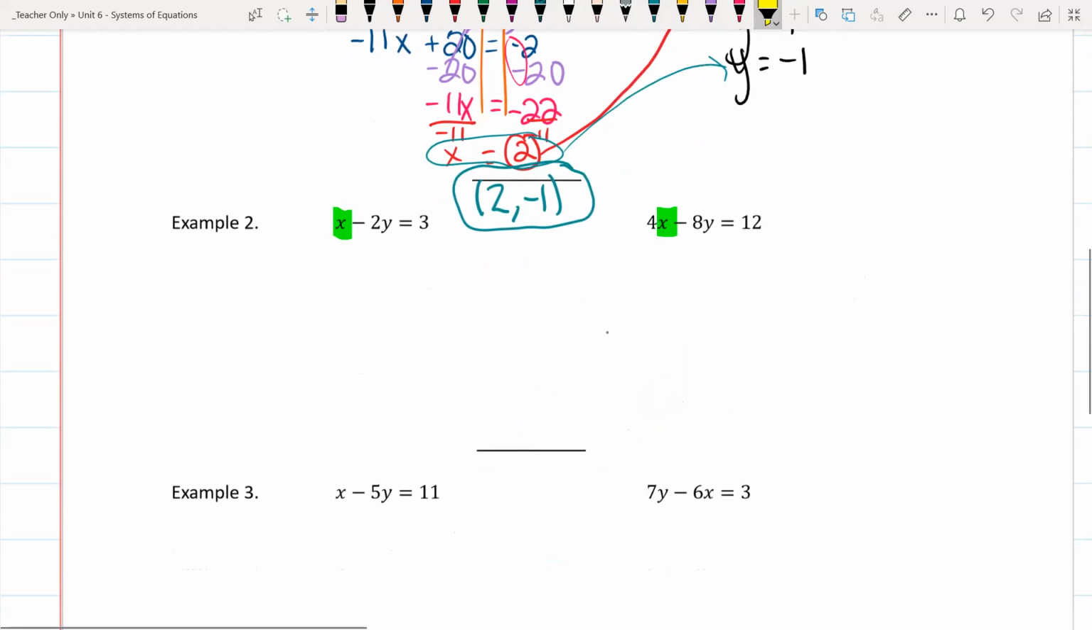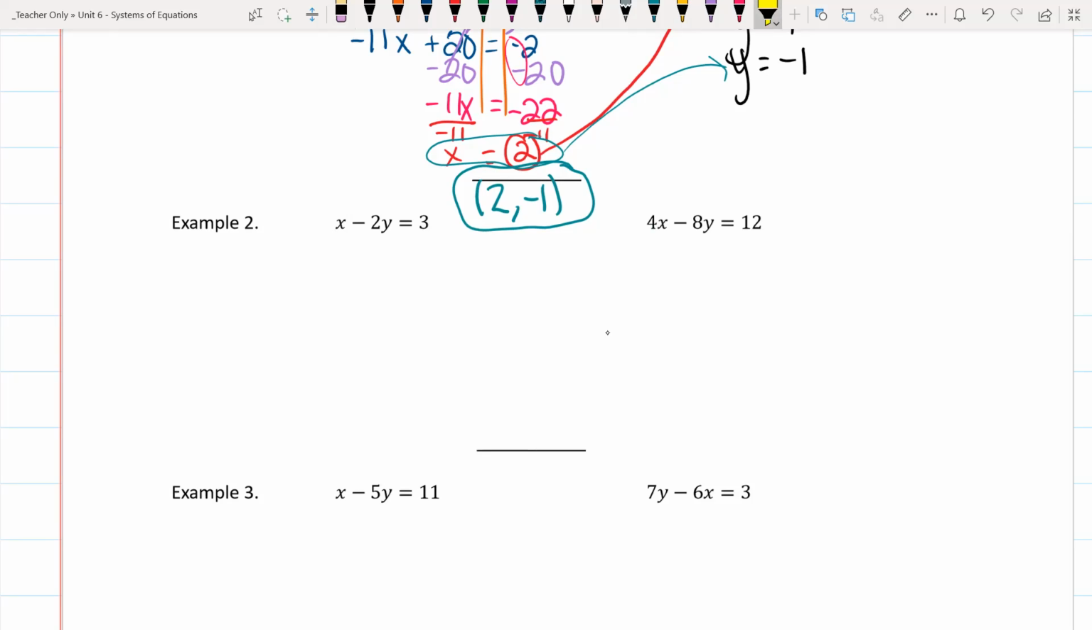No. How about y's? Are my y's alone? No, right? So neither one of these has x equals something or y equals something. So we're going to want to get x or y alone in one of these equations. So if I'm being honest, what I look for is, is there just an x or is there just a y?